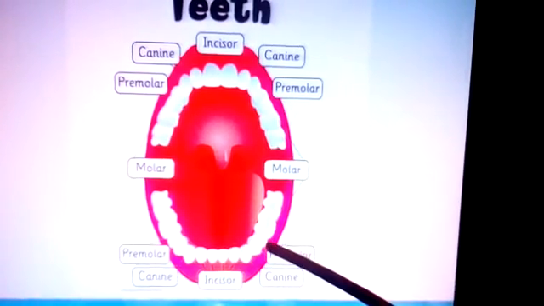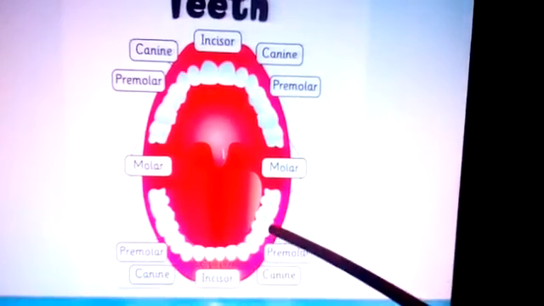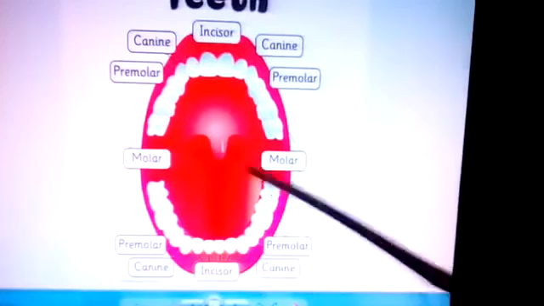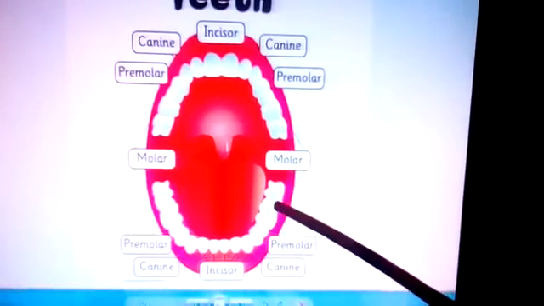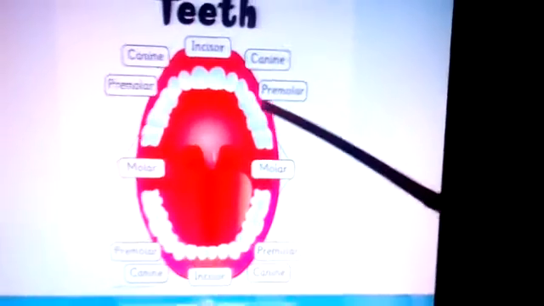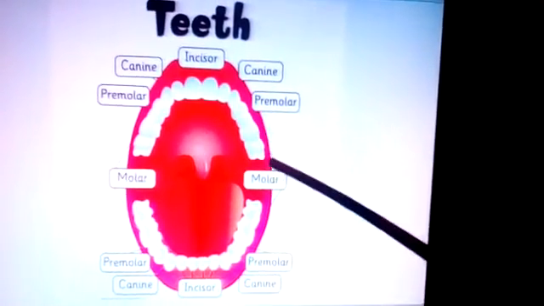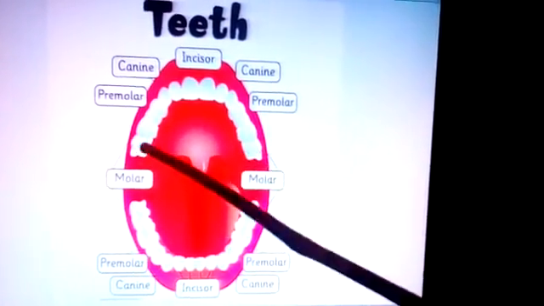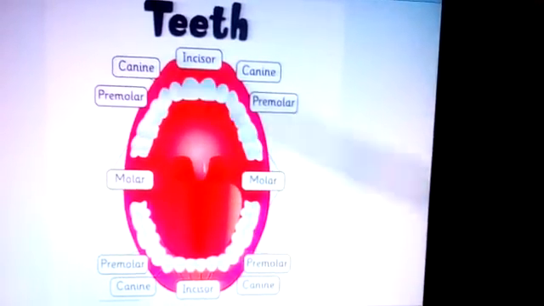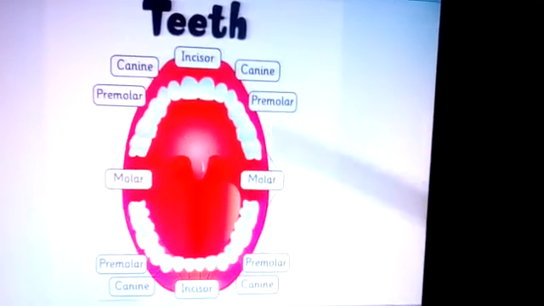Now next to the premolars are the molars. There are three pairs, three on each side of the lower jaw and upper jaw. These are the premolars. These 3 pairs are called molars. And now, what are the functions of these different types of teeth?